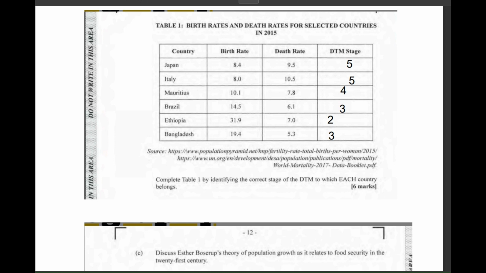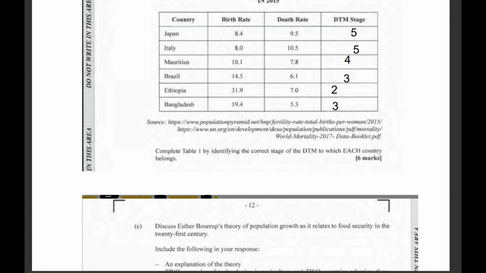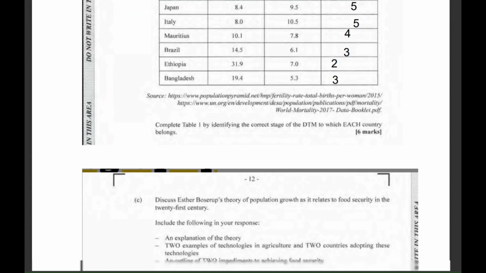So Japan, with a birth rate of 8.4 and 9.5 for the death rate, would fall at stage 5, while Italy, with a birth rate of 8.8 and a death rate of 10.5, would also fall at stage 5. Mauritius would fall at stage 4, Brazil would fall at stage 3, Ethiopia would fall at stage 2, and Bangladesh would fall at stage 3. Once you were able to do all that, all 6 marks belong to you.